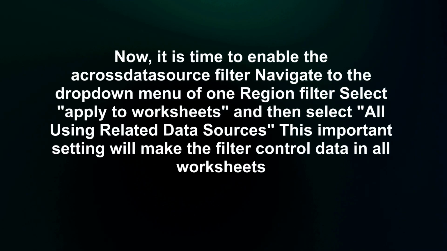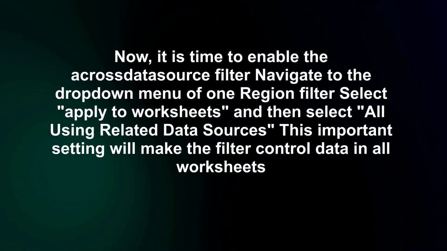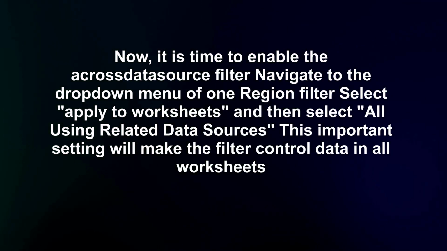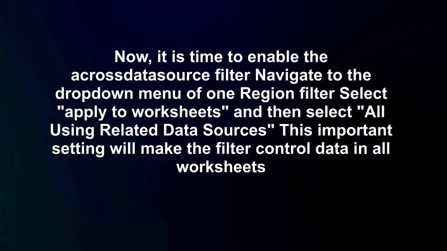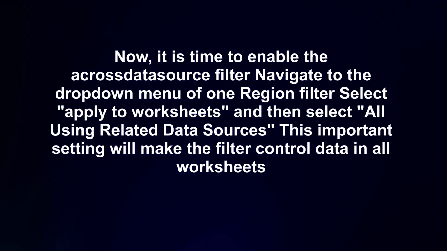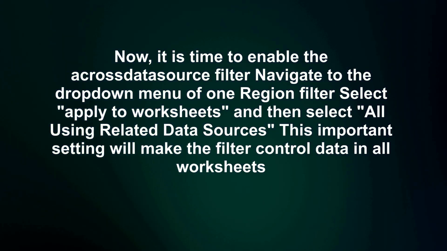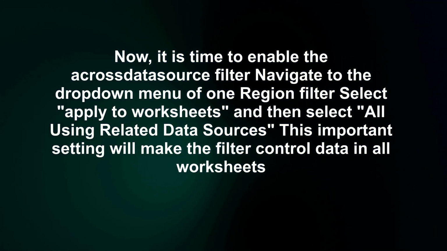We're almost there. Now, it is time to enable the Across Data Source filter. Navigate to the drop-down menu of one region filter, select Apply to Worksheets, and then select All using related data sources. This important setting will make the filter control data in all worksheets.